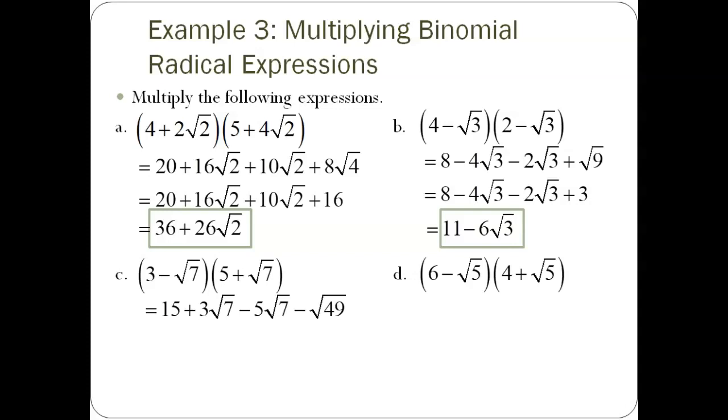All right, the square root of 49 can be simplified to 7. And now we can combine the 15 and the minus 7 to be 8, and the 3 root 7 and the minus 5 root 7 to be negative 2 root 7. So we're left with 8 minus 2 root 7.